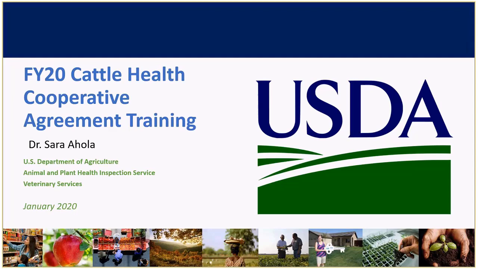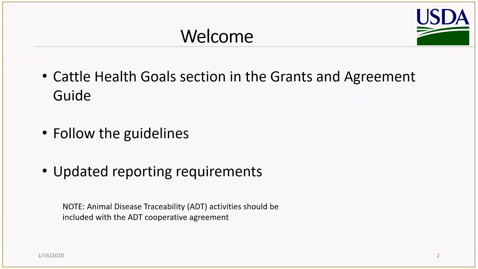I'm here to give you an overview of the fiscal year 20 Cattle Health Cooperative Agreement instructions and training. And I'm going to advance through the slides here and give you a high-level overview. I will be covering the cattle health goals section within the grants and agreement guide and go over the guidelines and give an update to our reporting requirements. Please note that the animal disease traceability activities are covered in a separate presentation and section of the guide.